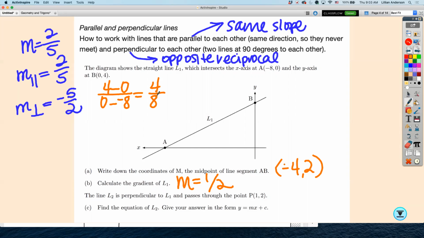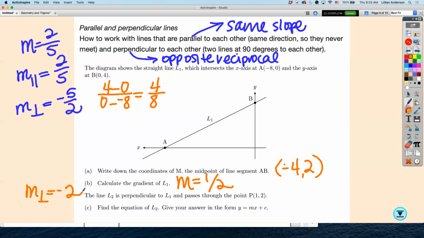If it's perpendicular, then the slope is opposite reciprocal, which will be what, Michaela? -2/1. Very good. So -2/1 is what? -2. Thank you. -2. So I'm going to use that slope and that point to write the equation of L2, giving my answer in the form of y = mx + c. Who can walk me through that?